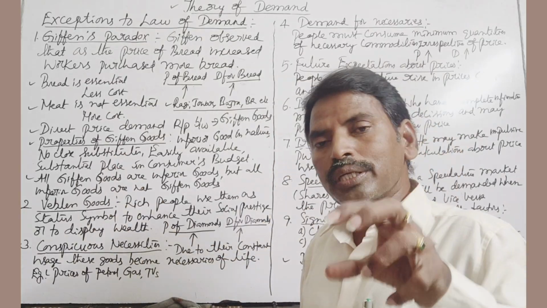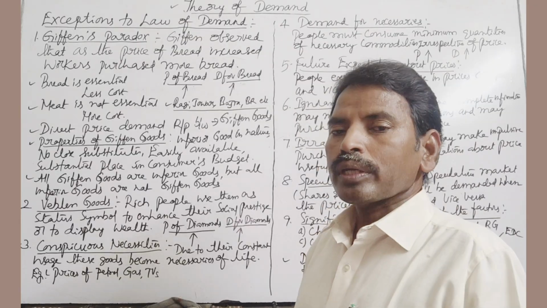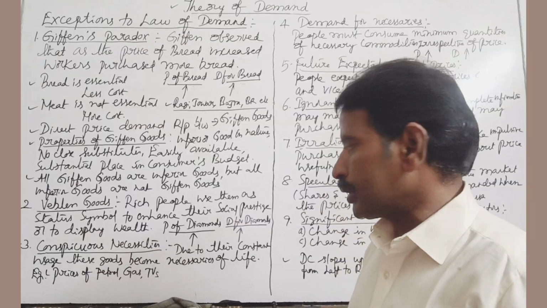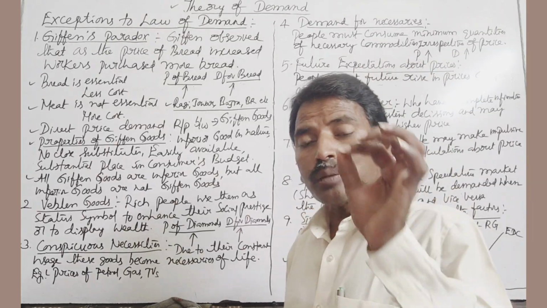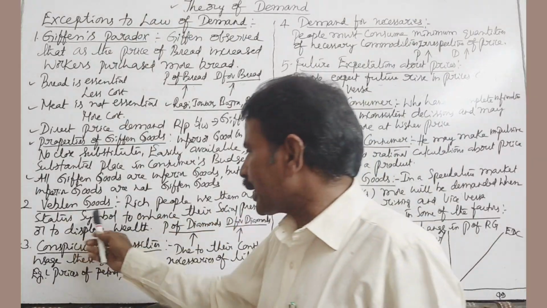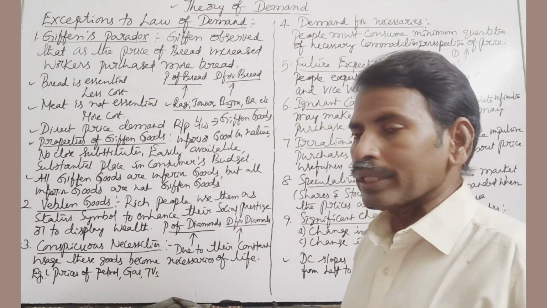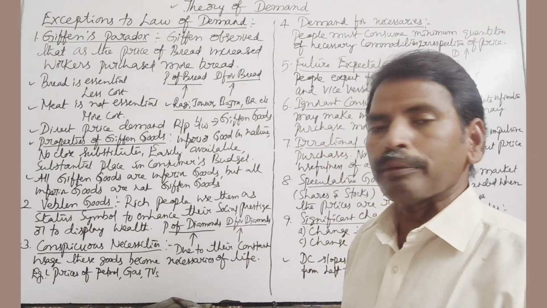He belonged to the USA, an American economist. What he observed is that rich people use them as a status symbol to enhance their social prestige or to display wealth.